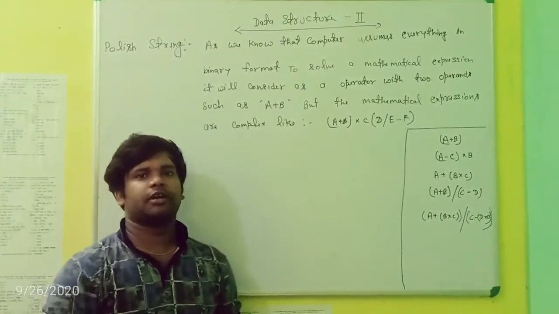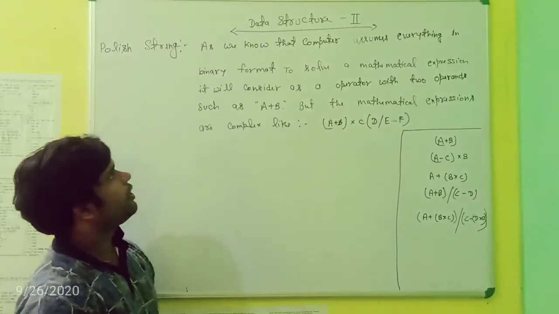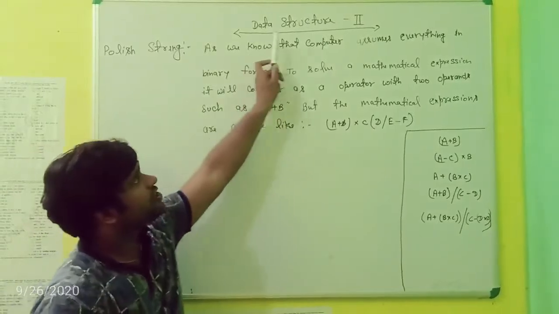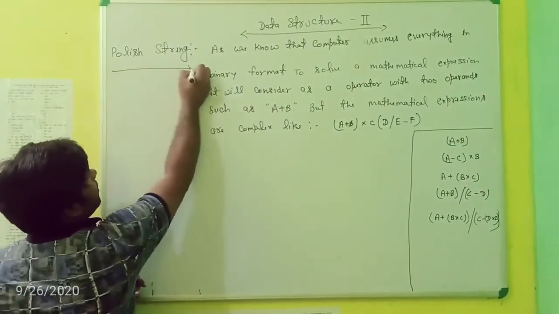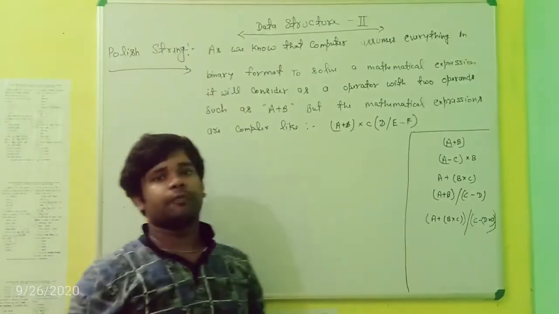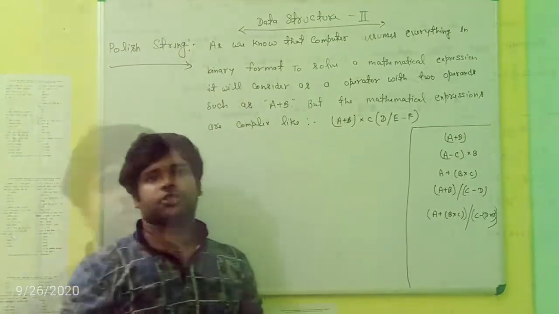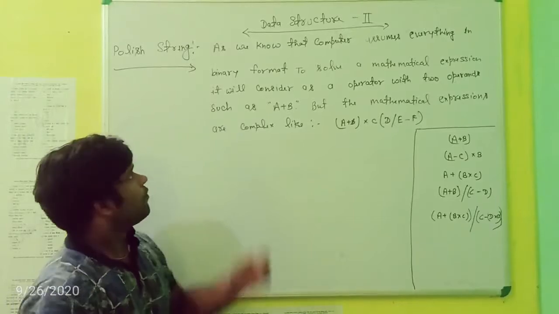In this video we are going to discuss class 12 data structure part 2, and in this chapter we will discuss the point that is polystyrene. So we are going to discuss the concept of polystyrene, how the concept of polystyrene came into the computer. Okay, so what is polystyrene?